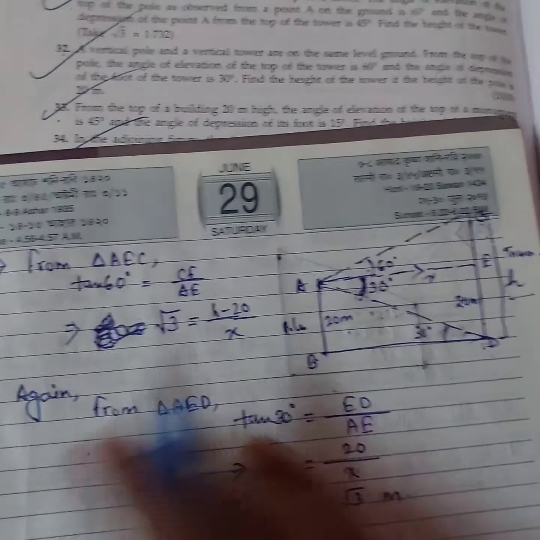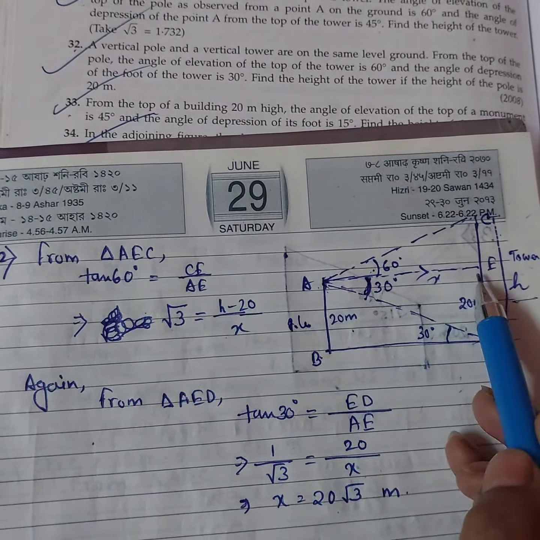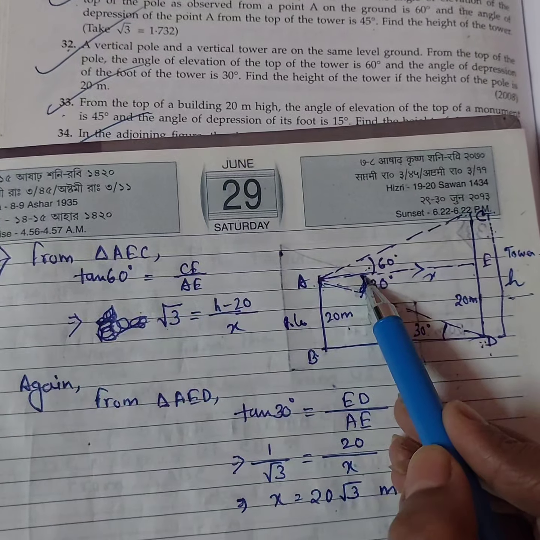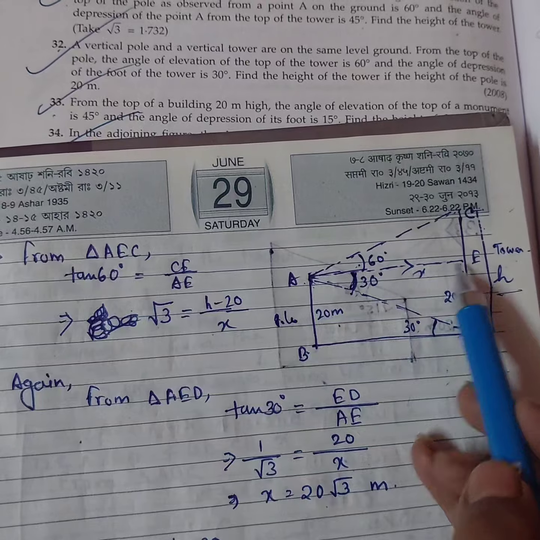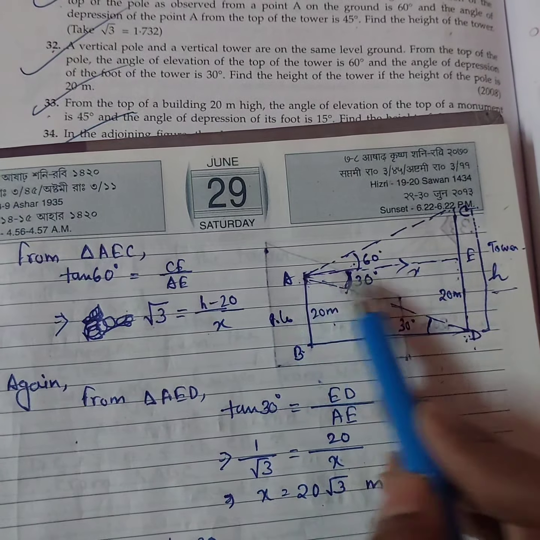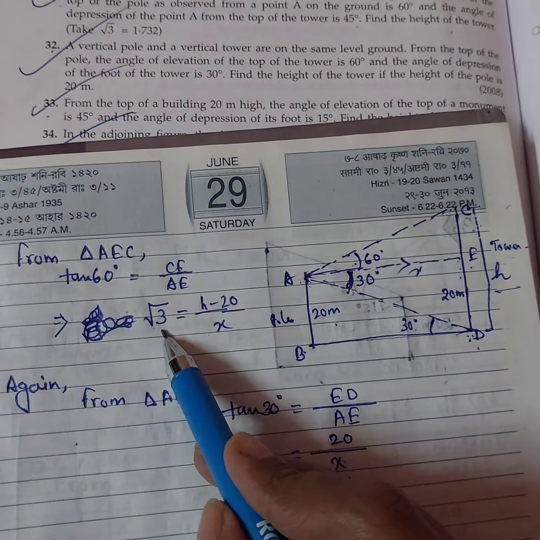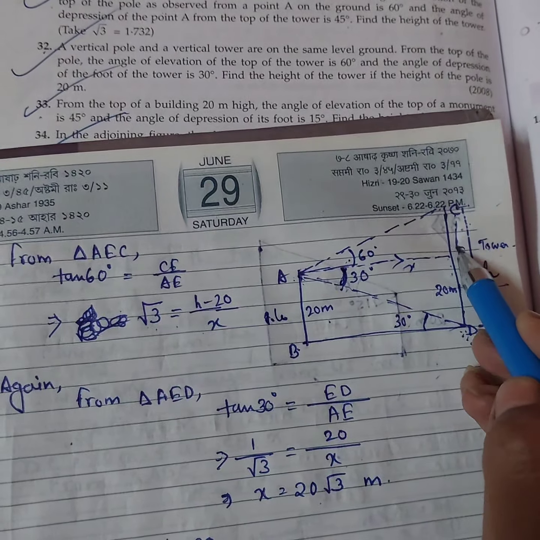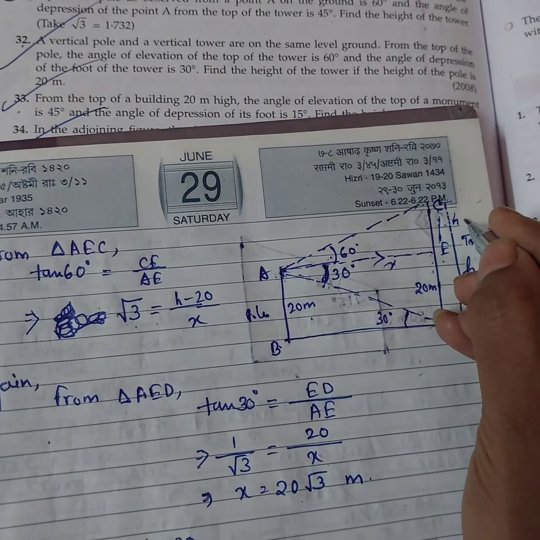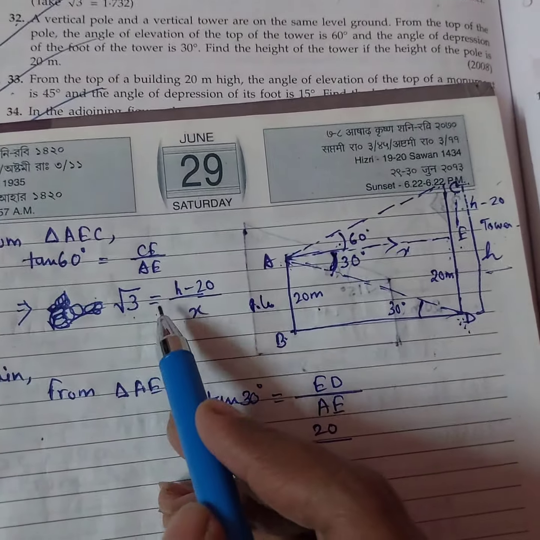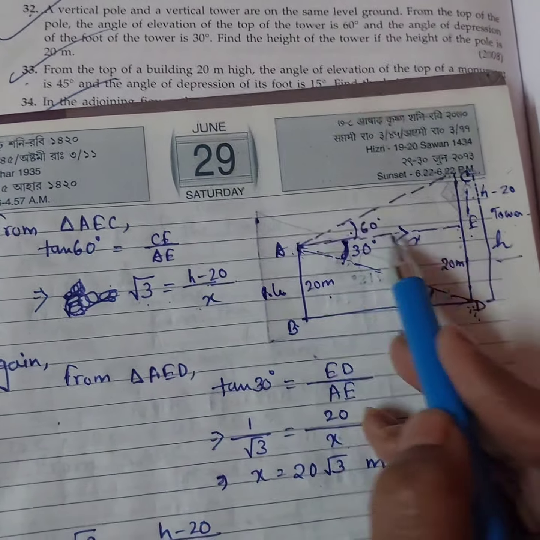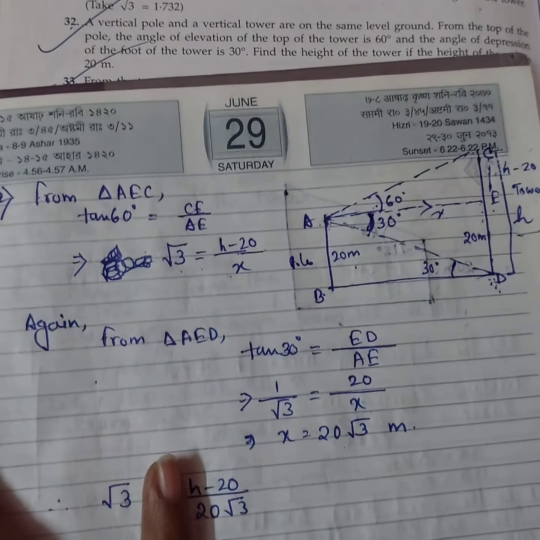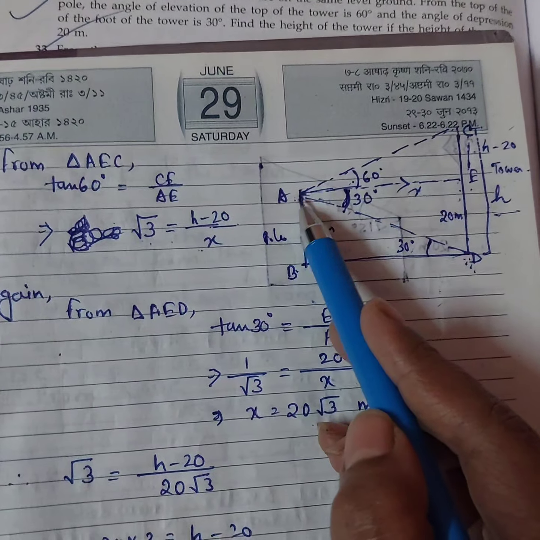Now from triangle AEC, tan 60 degree is equal to perpendicular by base, that is CE by AE. That means root 3 is equal to total H minus 20, that is H minus 20 by X, which is AE.